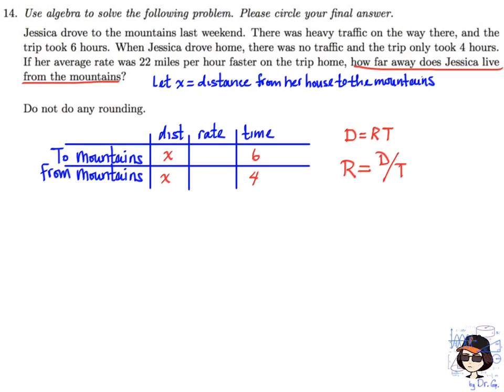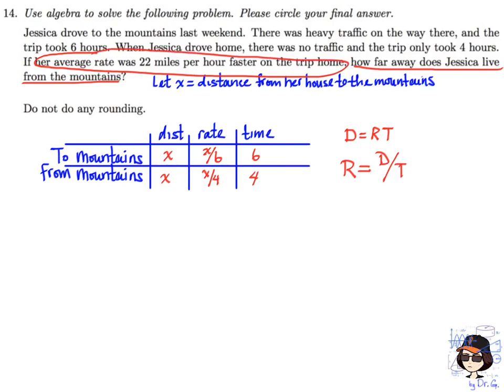So her rate going up to the mountains is her distance x divided by her time, 6 hours. The rate coming home is her distance x divided by 4 hours. Okay. So now we have to set up an equation. We haven't used some important information.